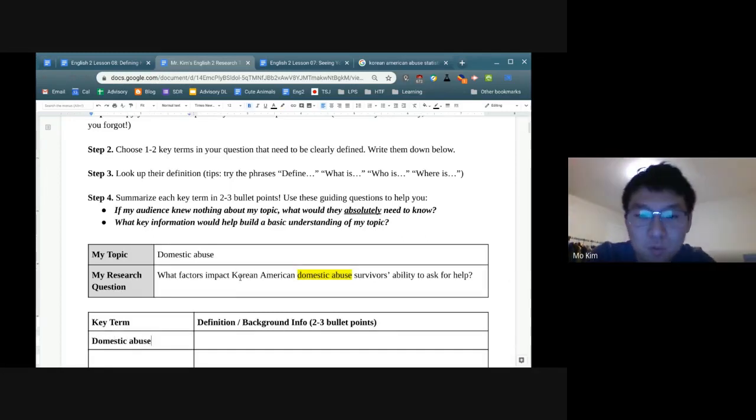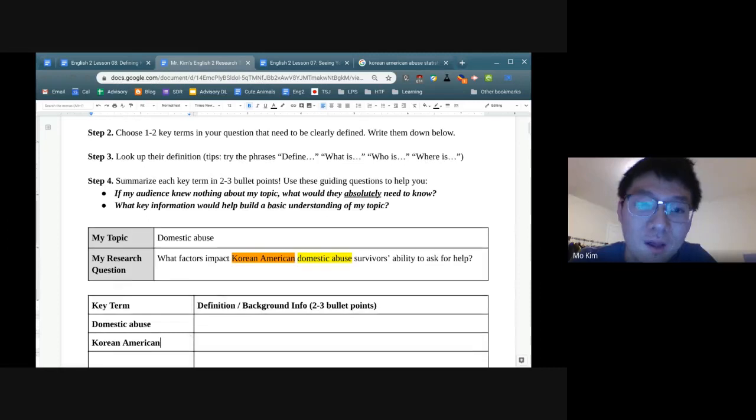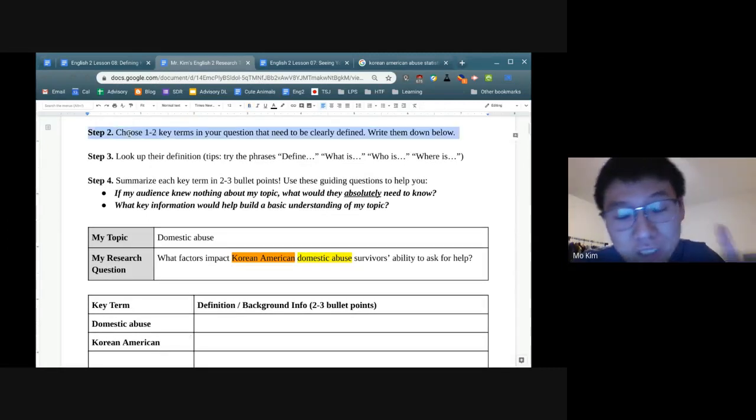I also see the word Korean American. Now, I am Korean American. Obviously, not everyone is. So there are things that I know about my community that not everyone knows. And so I want to make sure I do a good job of explaining why I'm looking at the Korean American community. So I've chosen my two key terms, which I'm going to define.